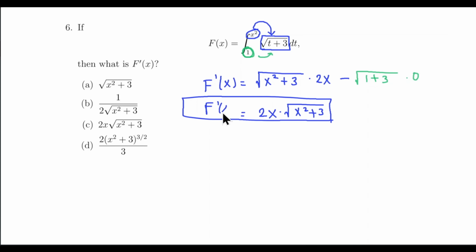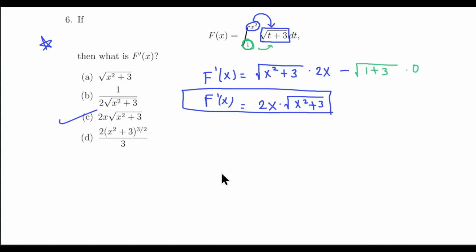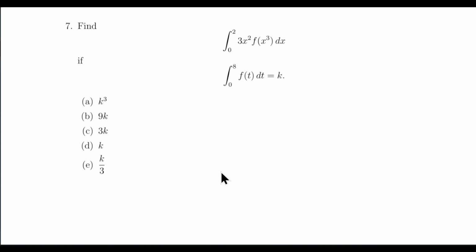This is extremely important. So in our case, the answer is option C, right? Option C makes perfect sense. Okay, this is based on, we have to find what is the integral of that if this integral is k. This is based on u sub.